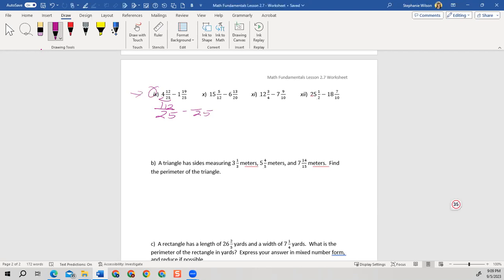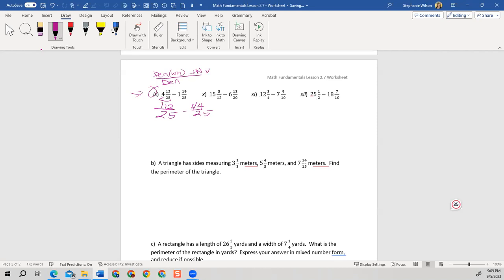plus 19. It's 44. Now, something I meant to say and I didn't is whenever we're converting a mixed number to improper, to find our numerator, the denominator doesn't change. We're going to take the denominator times that whole number plus the old numerator, right?